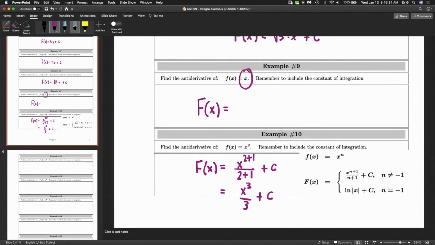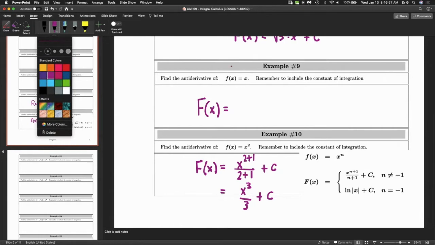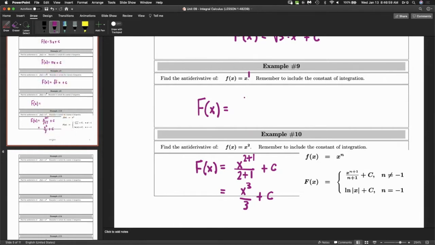Anyway, let's go back here. What exponent is understood for the x here? What exponent is understood here? Okay, so let's follow the rule. We're going to have x to the 1 plus 1 over 1 plus 1, plus c. As I write that, remember I'm using this rule right here because the exponent is not negative 1. So then this becomes x squared over 2 plus c.